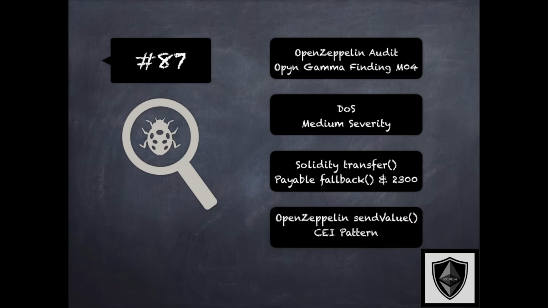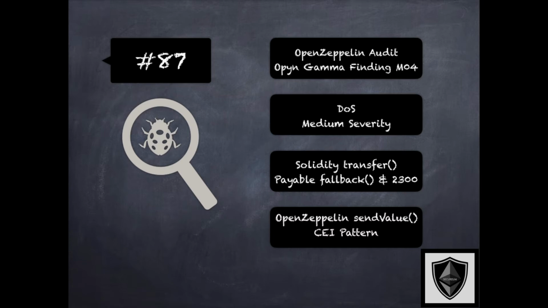The recommendation was to instead use send value function available in OpenZeppelin's address library, which can be used to transfer the Ether without being limited to 2300 gas units, and address any reentrancy risks from the use of this function by following the check effects interactions pattern and using OpenZeppelin's reentrancy guard library.